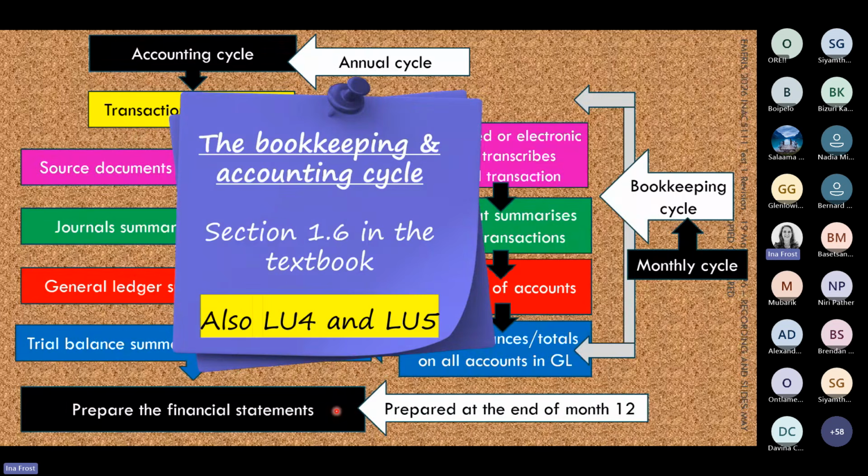This bookkeeping and accounting cycle is covered. There's a nice little diagram in section 1.6 of your textbook. And you'll see when we get to learning units 4 and 5, we are going to show you the practical application of the cycle, because then we're going to show you how to write up the journals. We're going to show you how to post to the general ledger and how to draw up a trial balance.